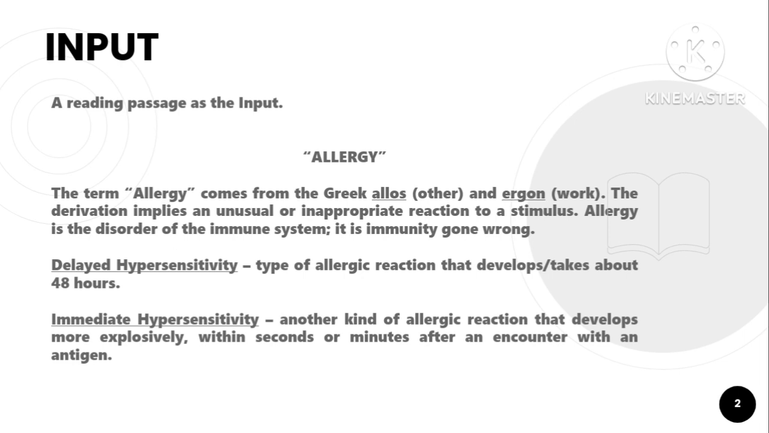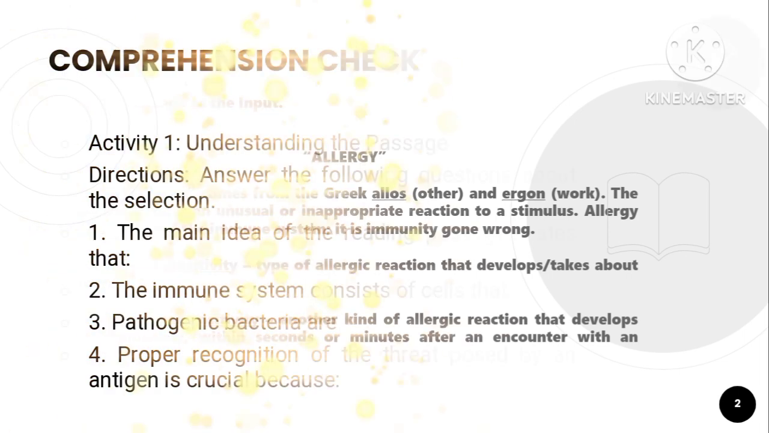It has two types: the delayed hypersensitivity, a type of allergic reaction that takes about 48 hours to develop, and the immediate hypersensitivity, another kind of allergic reaction that develops more explosively, within seconds or minutes after an encounter with an antigen. To put it in simple terms, input is just the discussion of the given topic. In the input of our materials, we can find the topic being discussed.